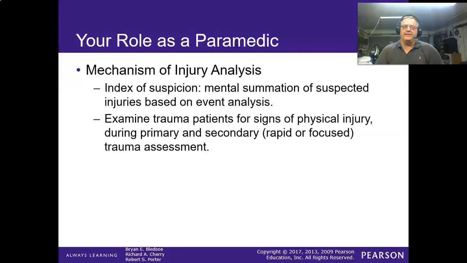So again, information about the mechanism of injury is kind of a nice clue to tell us where this person might be hurt, okay? So index of suspicion is a mental summation of where you think the injuries are due to this, okay? And examine your trauma patient, the primary and secondary exam, okay? And if you know for a fact that the steering wheel is caved in, when you get to the chest, you should be looking for signs and symptoms of those injuries.